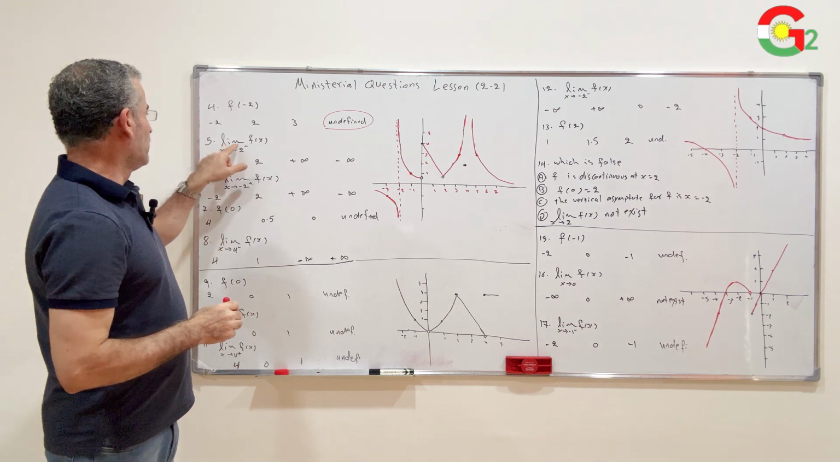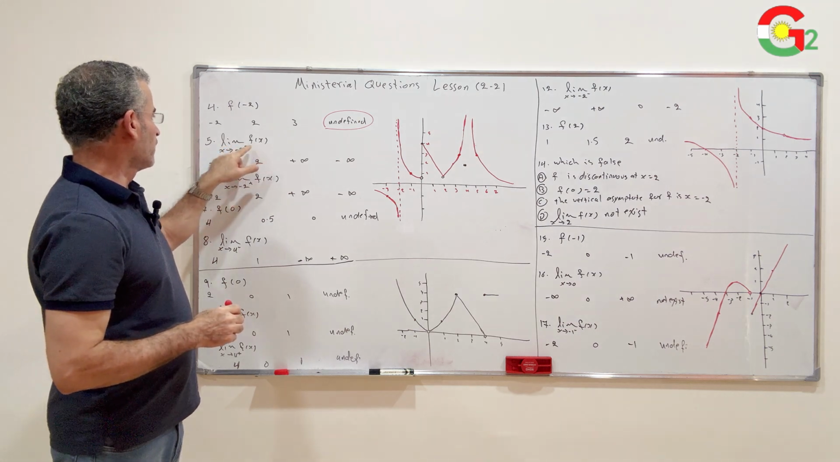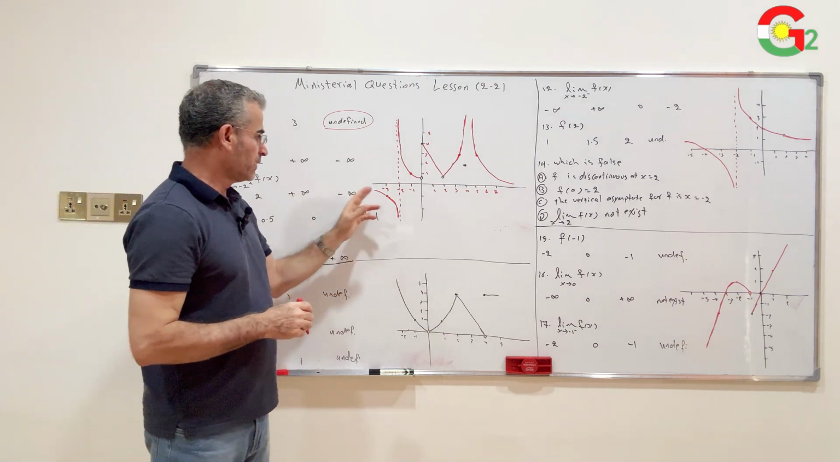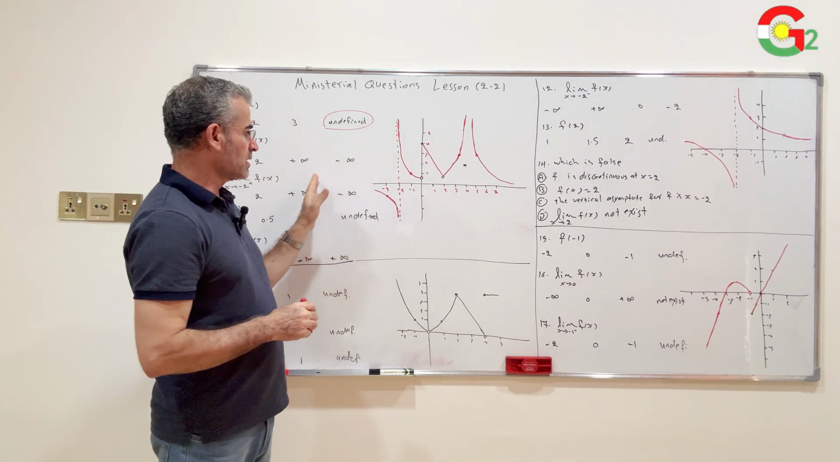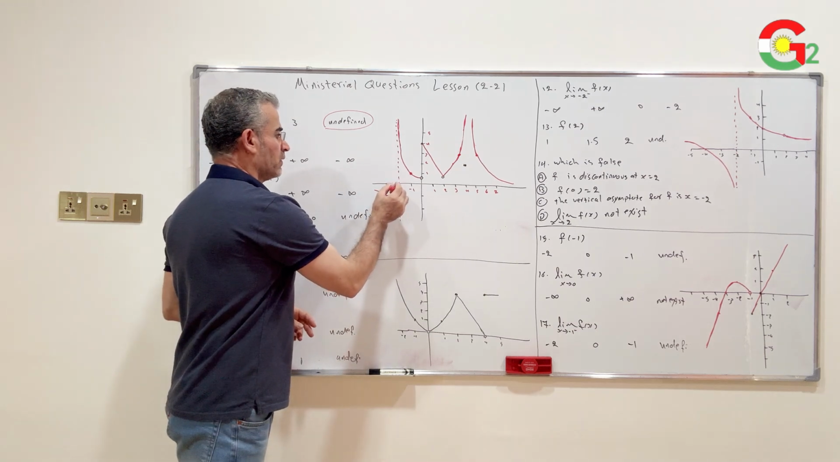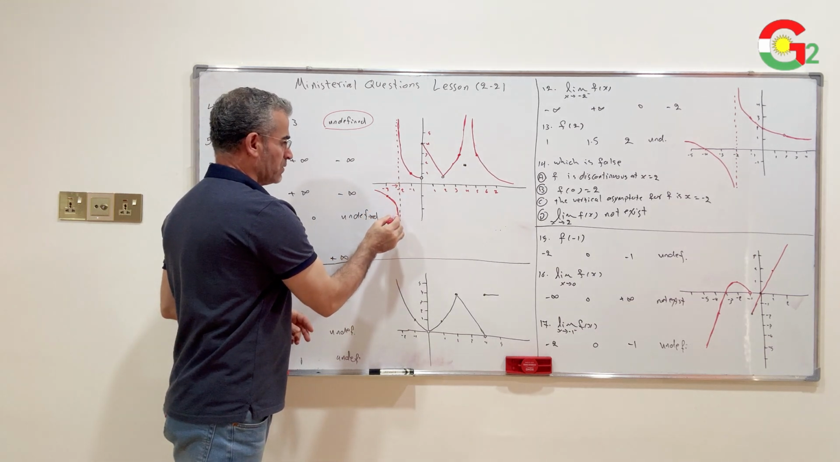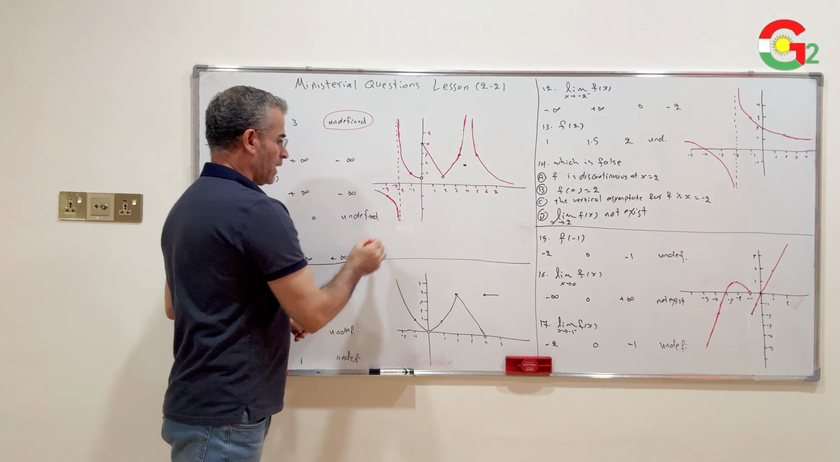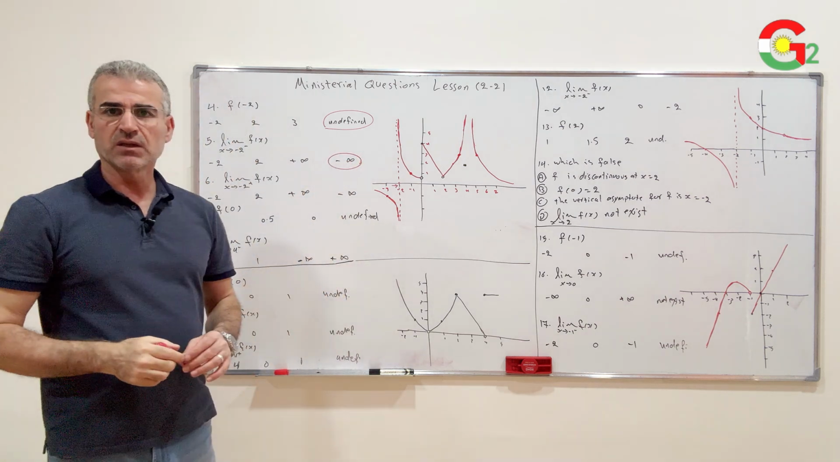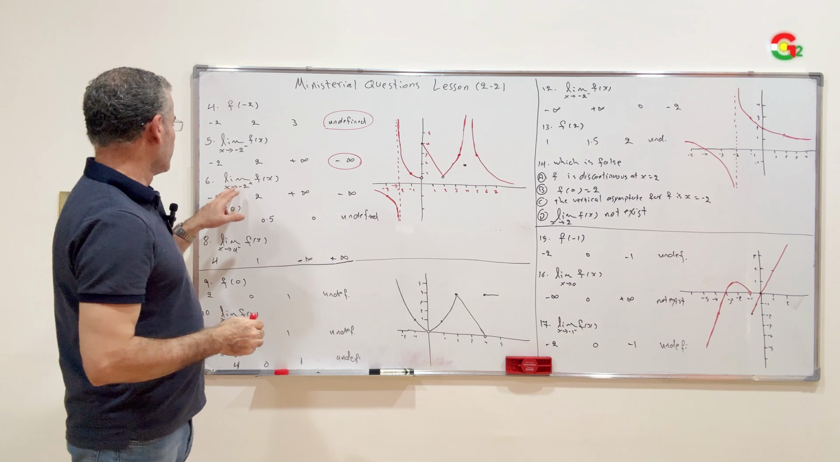Number 5, limit for the function f of x when x approaches negative 2 from left. This is negative 2, this is left. When x approaches negative 2 from left, f of x, as you see, goes to negative infinity. Then the right choice is D, negative infinity.